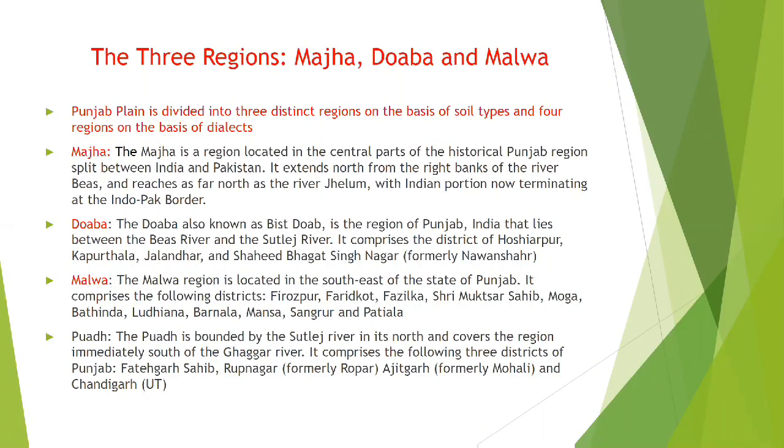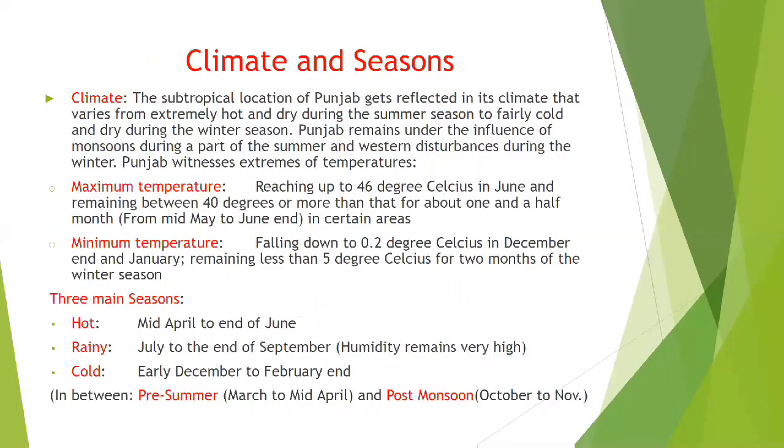It has some tributaries and it goes right up to Bathinda, and during the floods, it causes inundation of many areas in Punjab. This area comprises the following districts of Punjab: Fatehgarh Sahib, Roopnagar, which was earlier called Ropar, and Ajitgarh, which was formerly called Mohali, and Chandigarh. And then the next slide, please.